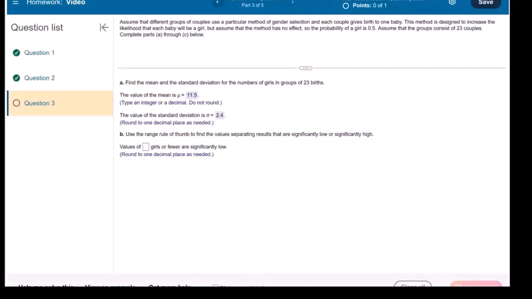Use the range rule of thumb to find the values separating results that are significantly low or significantly high. Here in the middle, we have the mean, which is 11.5. And then from here to here is not significant. This is mu plus 2 times sigma, and this is mu minus 2 times sigma. Anything less than this is significantly low. Anything greater than that is significantly high. And anything in the middle is not significant.